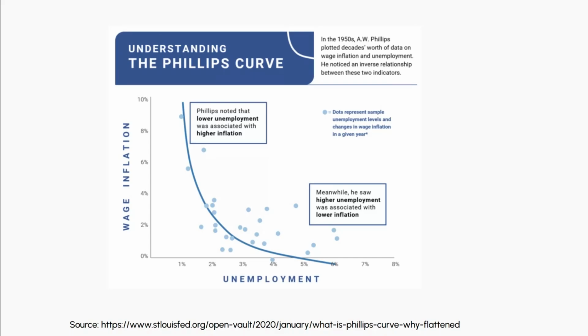So the theory, as shown by the Phillips curve, is that there is an inverse relationship between inflation and unemployment. If inflation goes up, unemployment goes down, and if inflation goes down, unemployment goes up. Consider how this works in theory.